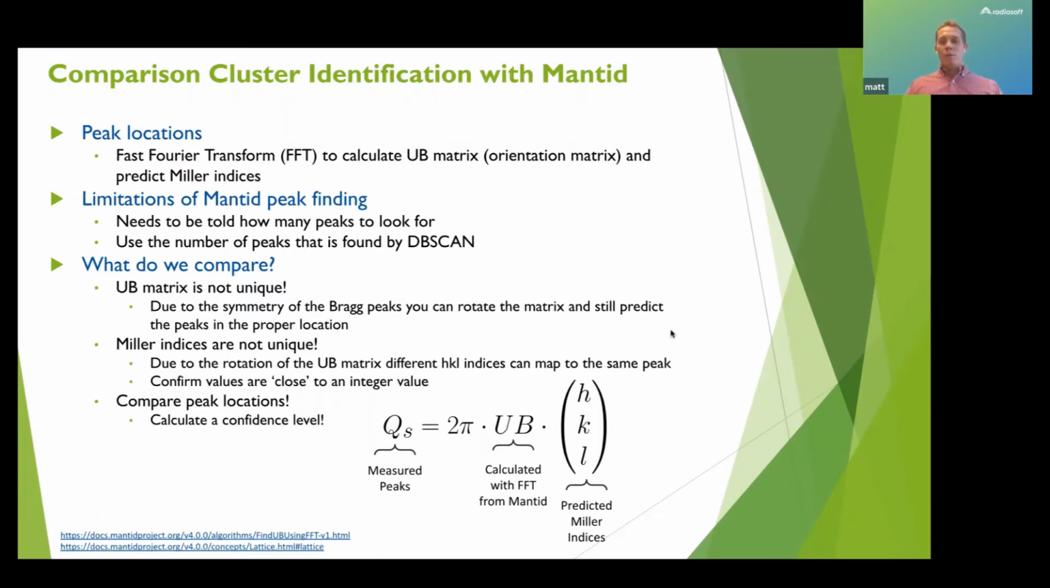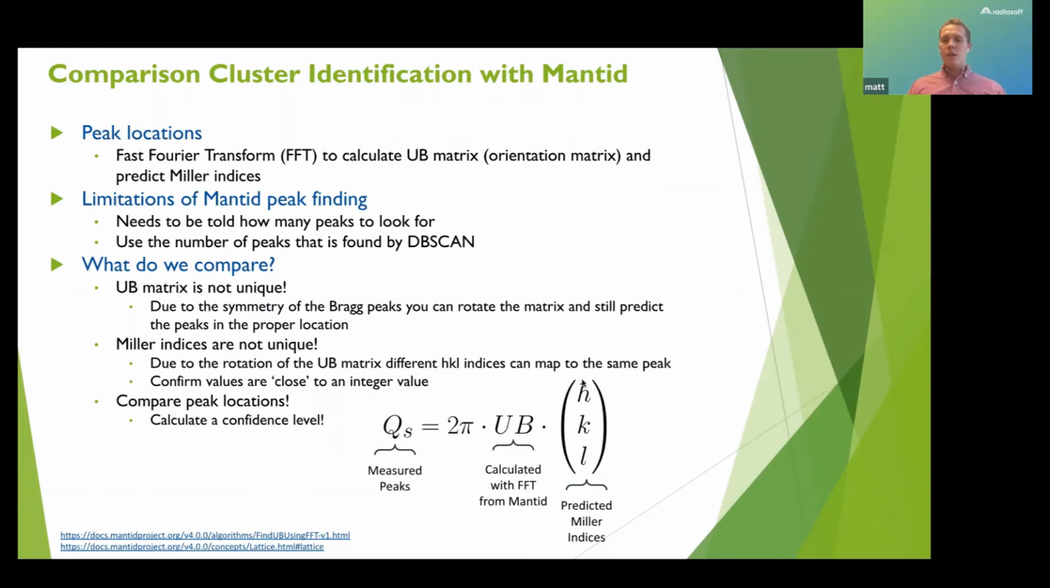So what would we actually compare here? We're measuring these. Well, okay, let's compare the fast Fourier transform calculation of the matrix. Well, turns out it's not as straightforward. Due to the crystal lattice symmetry, you could rotate it by some angle and still get the exact same predicted peaks out. So it's not necessarily a unique matrix. So it seems like that's not quite as good a method. Well, what if we compare the Miller indices?